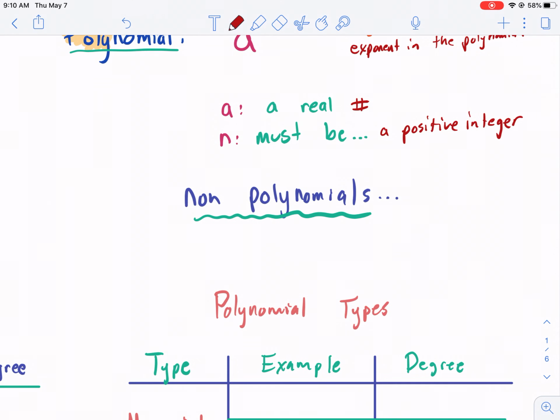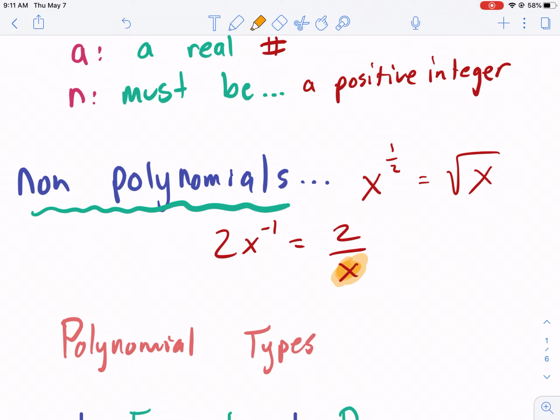So an example of ones that are not, you could have x to the 1/2. That's the same thing as the square root of x. So there's no square roots with polynomials. Also negative exponents. So let's say 2x to the negative 1. That's the same thing as 2 over x. So if you have any terms with the variable in the denominator, that's no good. Or if you have any variables that are inside a radical, that's no good.